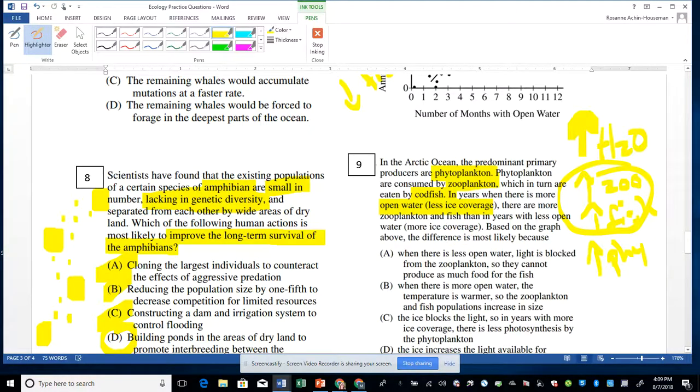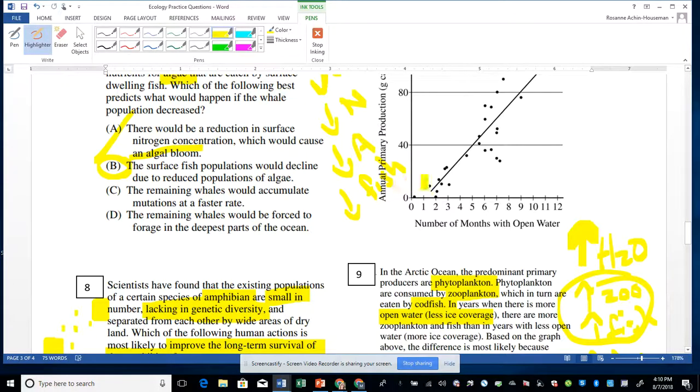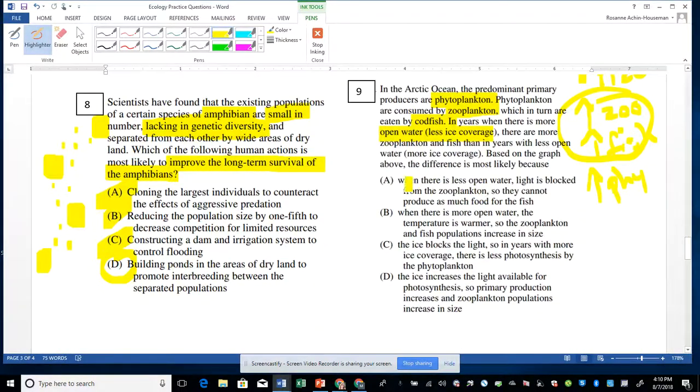Based on the graph above, this difference is mostly because, okay, so number of months with open water. So if you have open water a lot of the time, it looks like you have more primary production. So the more open water, the better the phytoplankton do. Less open water, the less well they do. When there is less open water, light is blocked from the zooplankton, so they cannot produce as much food. Zooplankton do not produce food. Boom. So that's wrong. When there is more open water, the temperature is warmer, so the zooplankton and fish populations increase in size. Well, maybe, but they're going to need something to eat.